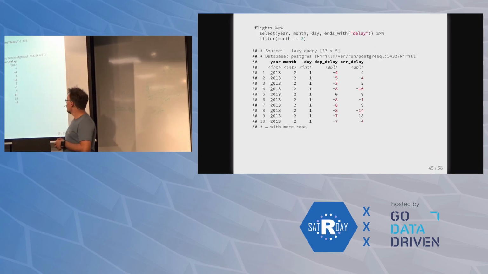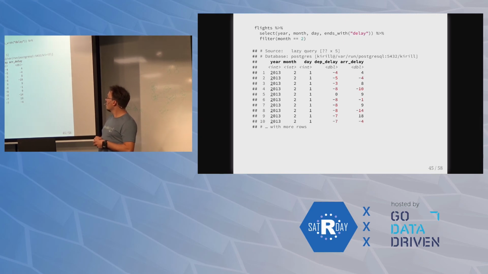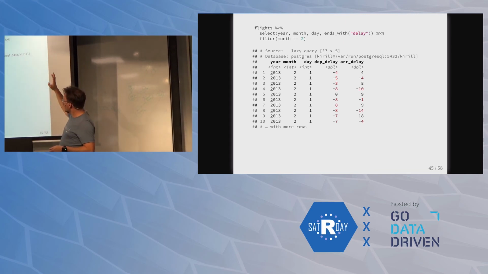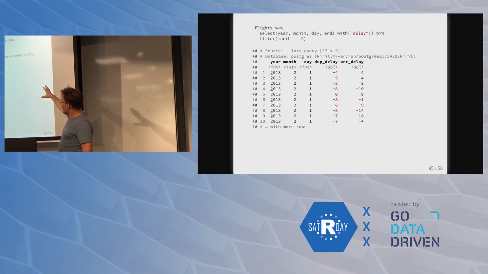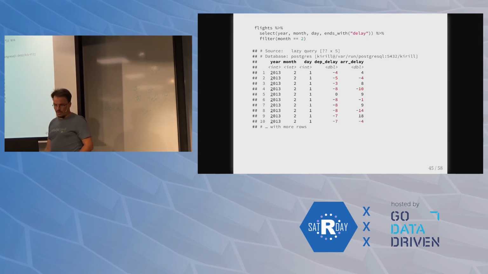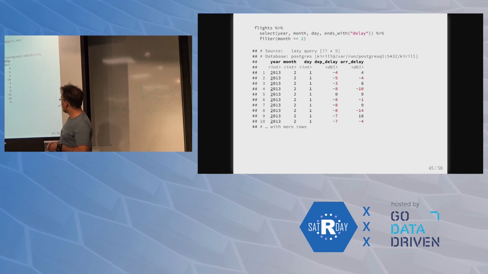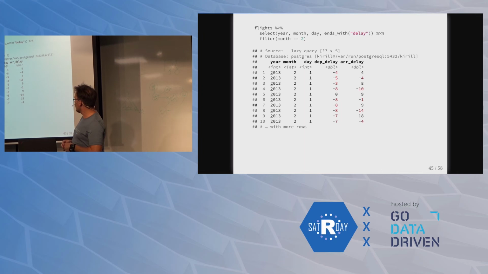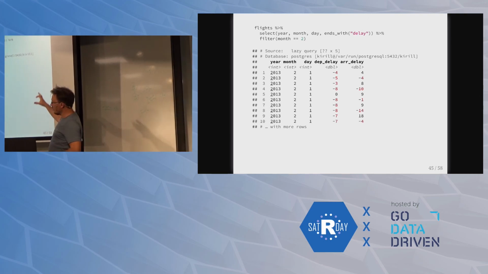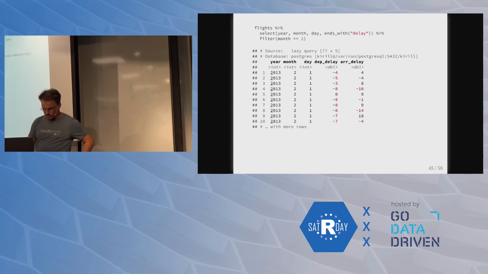You could filter and select and arrange and mutate and whatnot. Here, as an example, I don't need all the columns, and I want all the flights of February. Here I get them. So it's not fetching the data until I tell it to. This is just a preview.